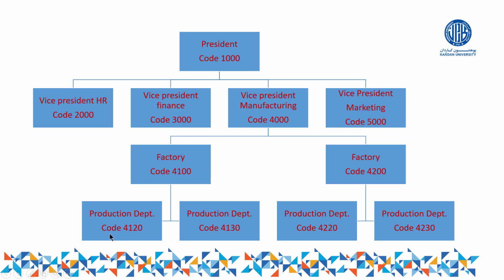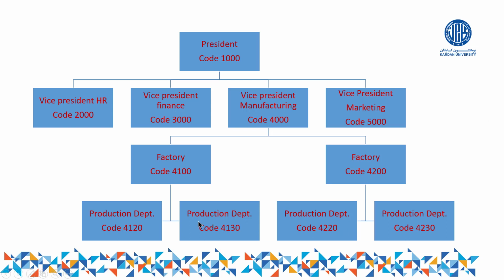Then under each factory, you may have several production departments. For example, the code of this factory is 4100, so the codes of the production departments can be 4110, 4120, 4130, up to 4199. Then when it becomes 4200, it goes to the other factory. Under this one, for example, it starts from 4220, 30, 40, 50, 60, 90, up to the next factory.